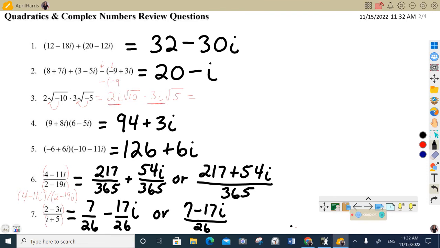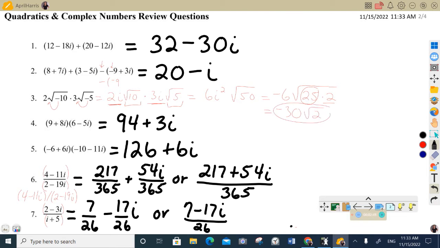2i times 3i is 6i squared. And then the square root of 10 times the square root of 5 is the square root of 50. Now 6i squared, i squared is negative 1. So 6 times negative 1 is negative 6. And then we want to break down the square root of 50. The biggest perfect square that goes into that is 25. 25 times 2. 25 is a perfect square, 2 is not. So when you bring the square root of 25 out, you get 5. Negative 6 times 5 is going to be negative 30 radical 2.